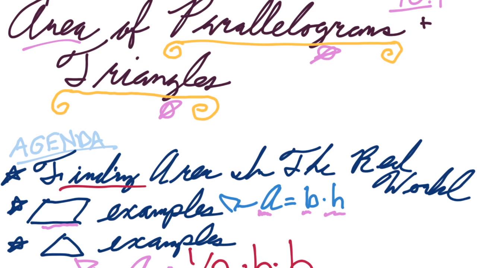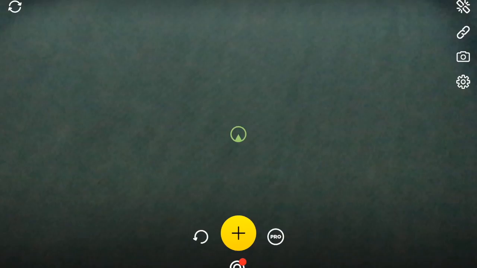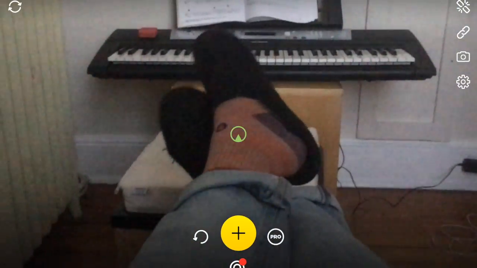Let's get started on finding this area in the real world. So what we've got here is my little office. I've got a dry erase board, my piano set up. I'm wearing Stan socks. Pretty cool, right?